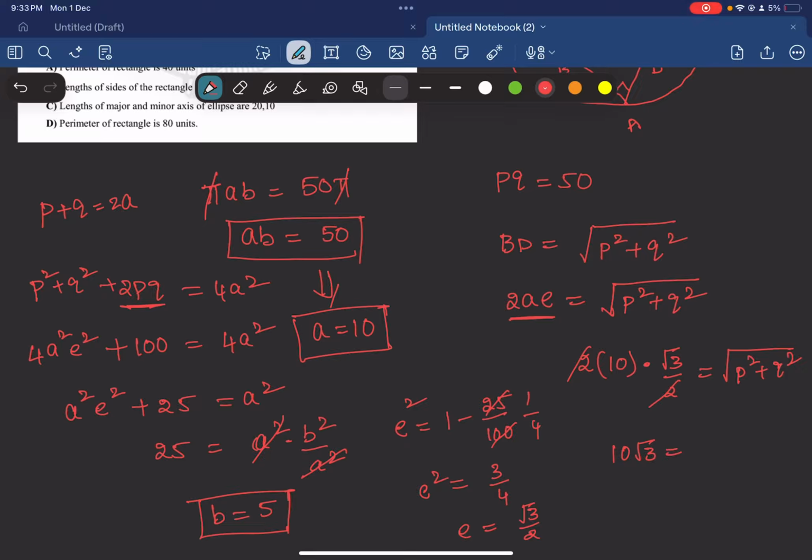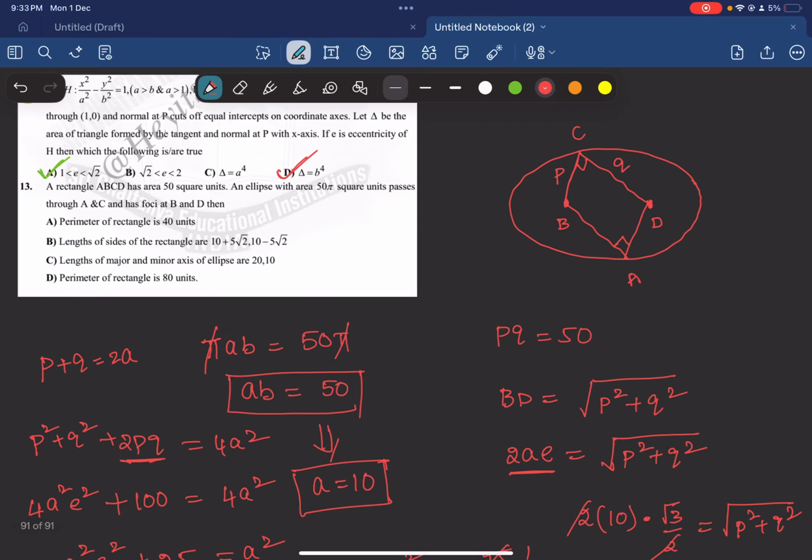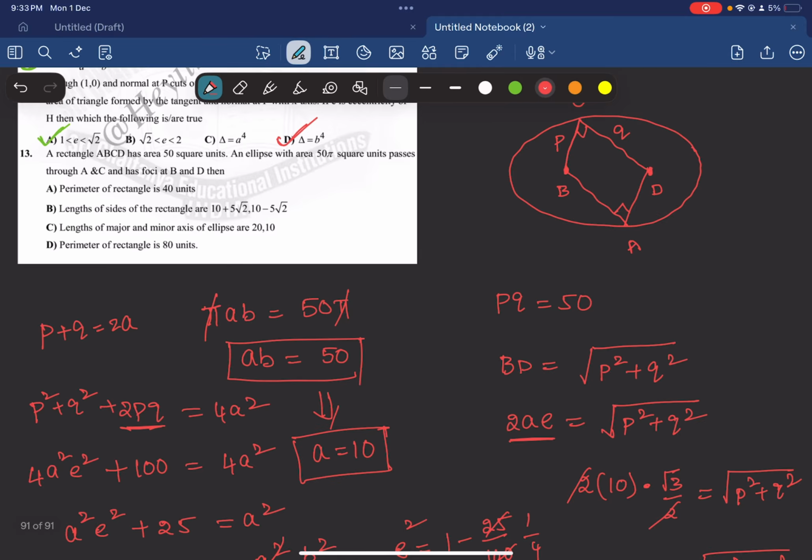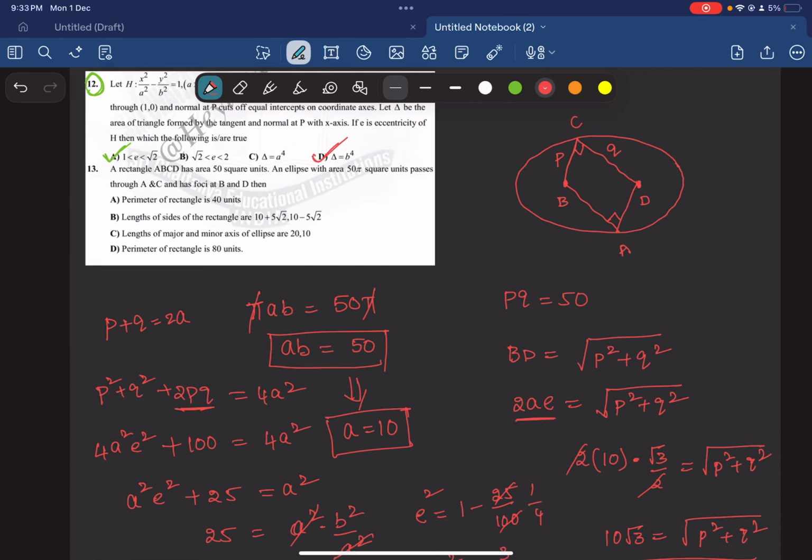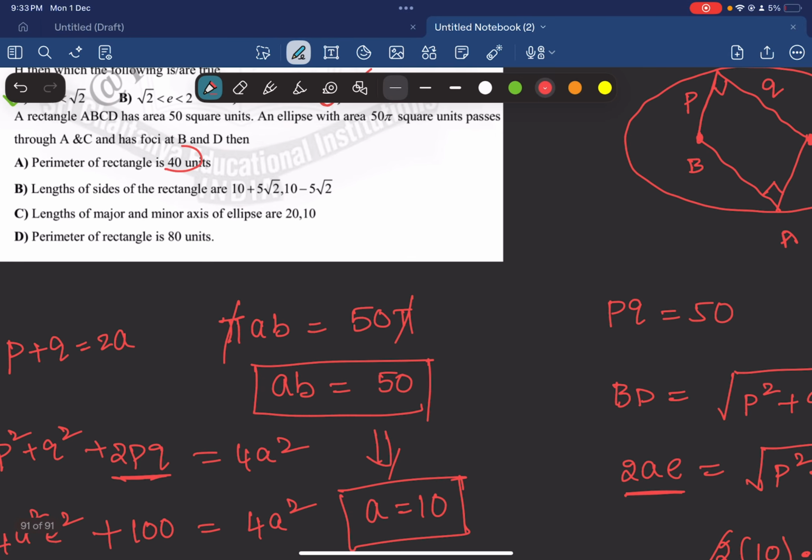10 root 3 is equal to root P square plus Q square. So P square plus Q square is equal to 300. Alright, P square plus Q square is equal to 300. Now we have to find out the perimeter of the rectangle. Alright, so what is the perimeter of the rectangle?